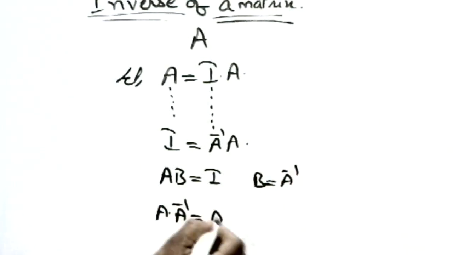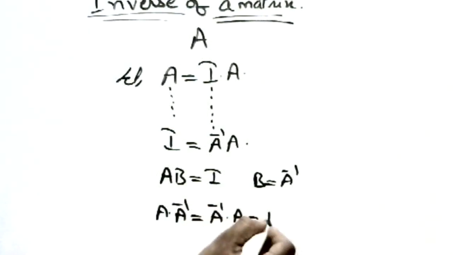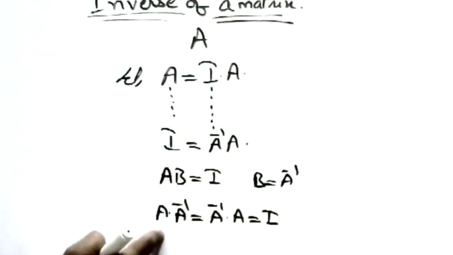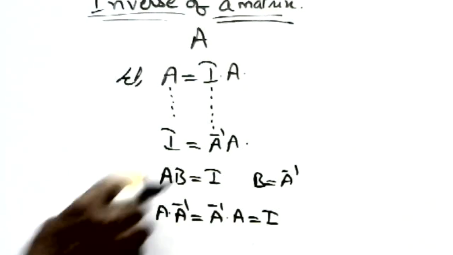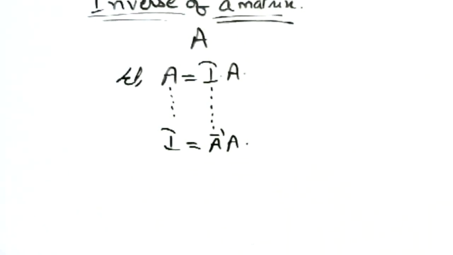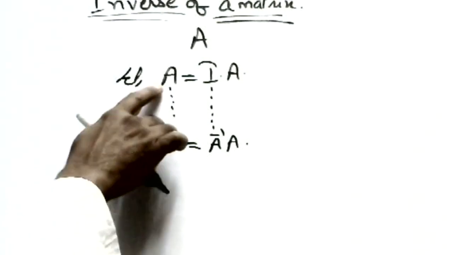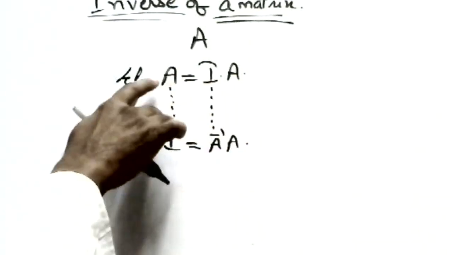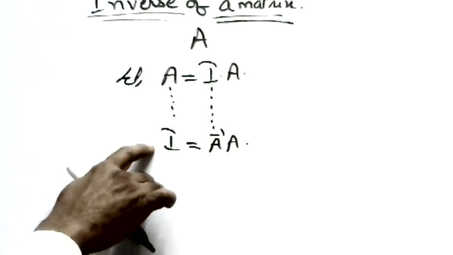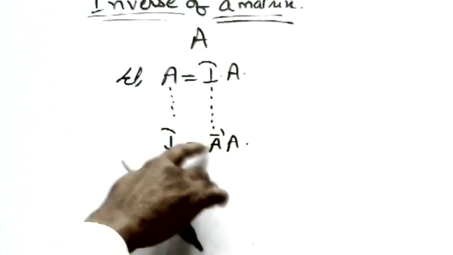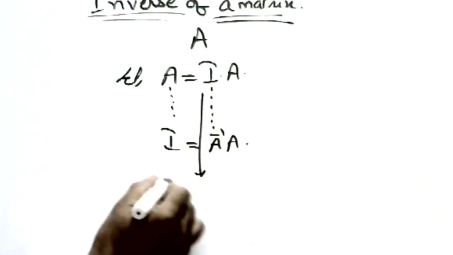Or remember this formula: A into A inverse, or A inverse into A, will be I. So how do we start? We start with A equals I into A, and we change A into the identity matrix I.